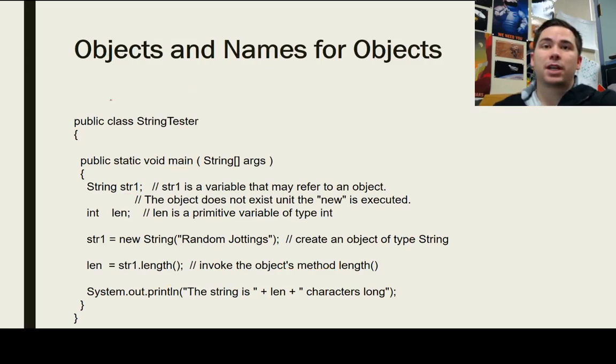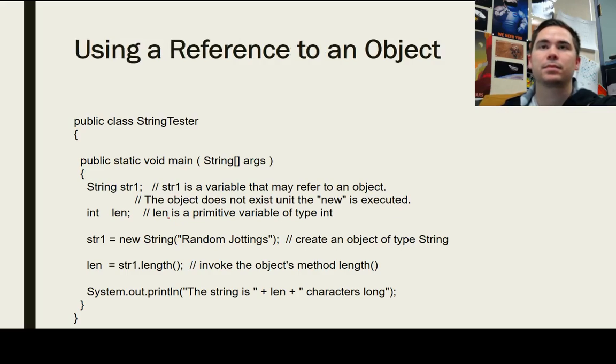Objects and names for objects. We want to always make sure that we are using good names for objects, make it mean something. So str is short for string, and this is the first string. Len is probably not a great name to use. You can, it's probably okay. Just make sure that you're using meaningful names for your objects.